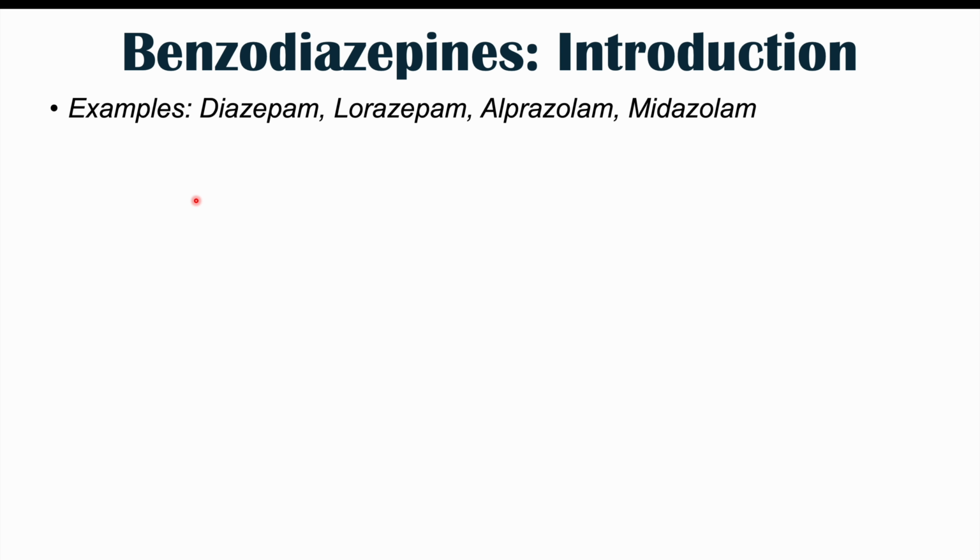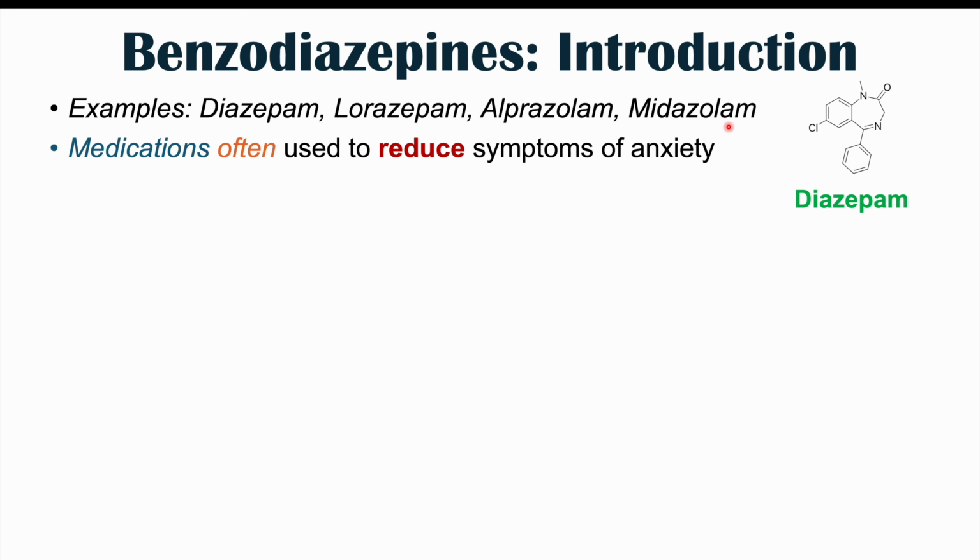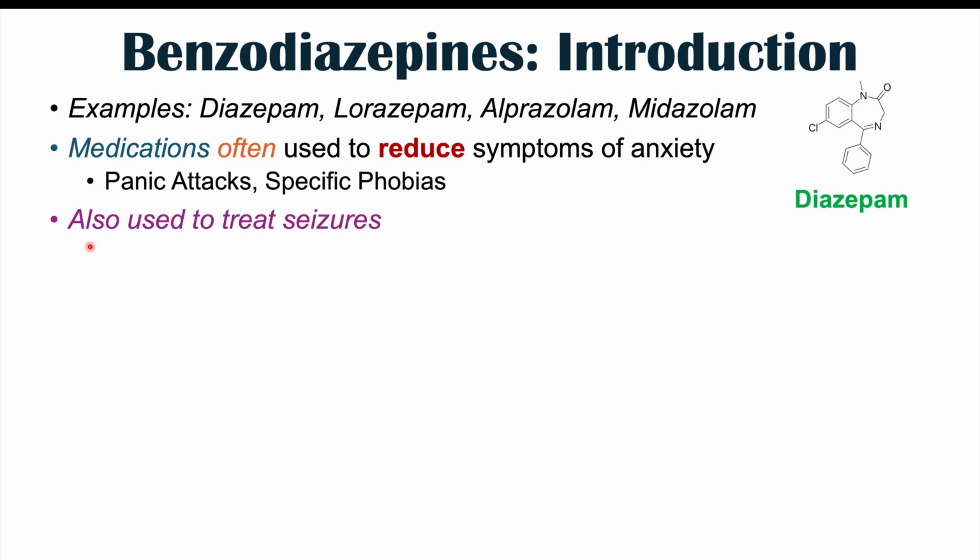So some examples of benzodiazepine medications include the following: Diazepam, Lorazepam, Alprazolam, and Metabolism. Now these are medications that are often used to reduce symptoms of anxiety. And it's often going to be used for treating short-term anxiety, such as when we have panic attacks or specific phobias, those types of short-term anxiety episodes. It's not going to be used long-term. And it can also be used to treat seizures as well.